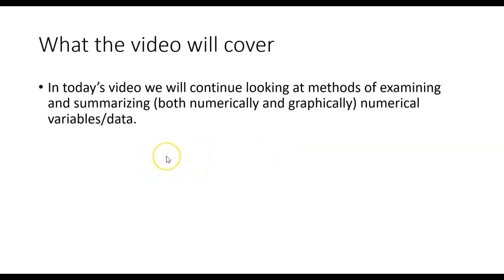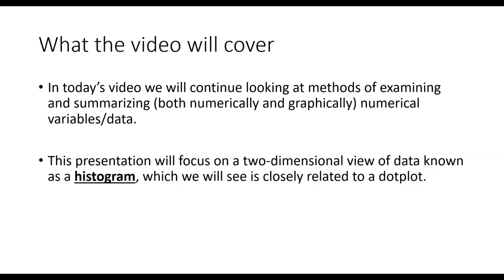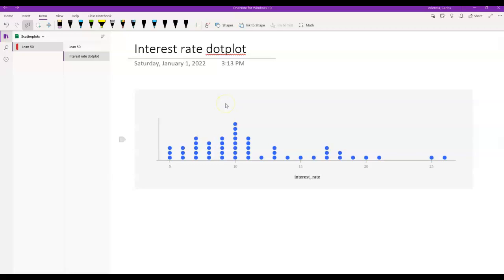In today's video, we will continue looking at methods of examining and summarizing, both numerically and graphically, numerical variables or data. This presentation will focus on a two-dimensional view of data known as a histogram, which we will see is closely related to a dot plot. I now want to take a moment to talk about one more two-dimensional view of data that we often use to visually picture a data set.